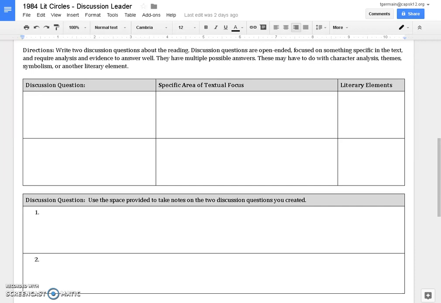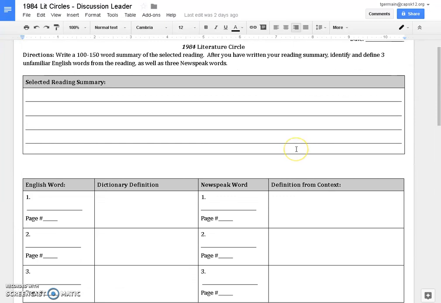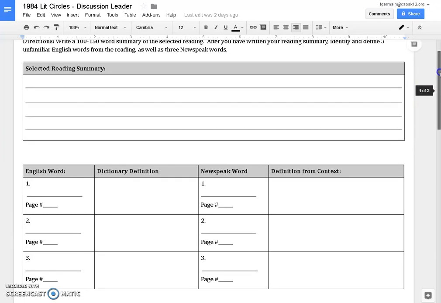Okay, so on the day of the Lit Circle, we're going to come into class. Everybody will share their summaries and their vocabulary words at their tables, and you'll collaborate. So if somebody has something in their summary that you forgot, go ahead and add it. It should be collaborative. If somebody has a context definition for a Newspeak word and you maybe disagree with it, you need to talk about that and sort those things out, because we want these things to be as accurate as possible.